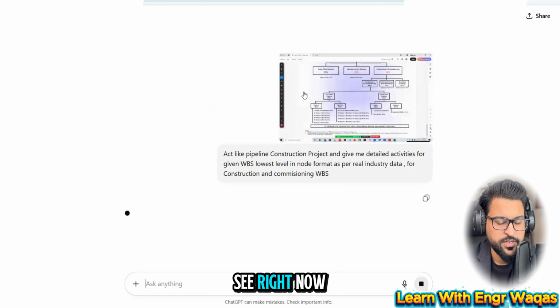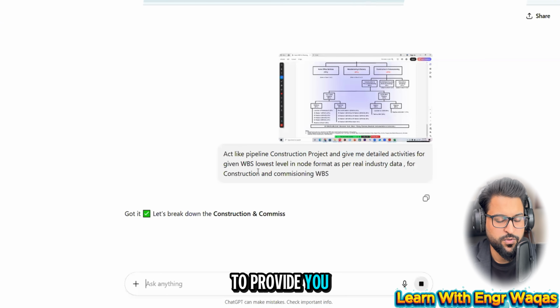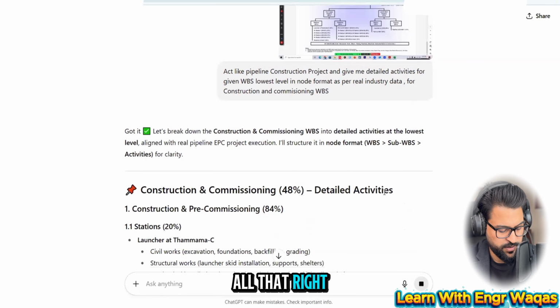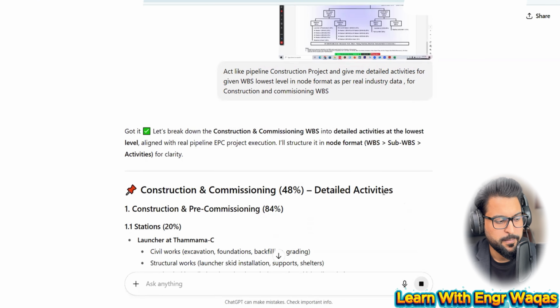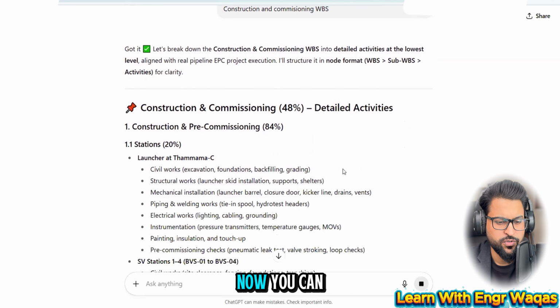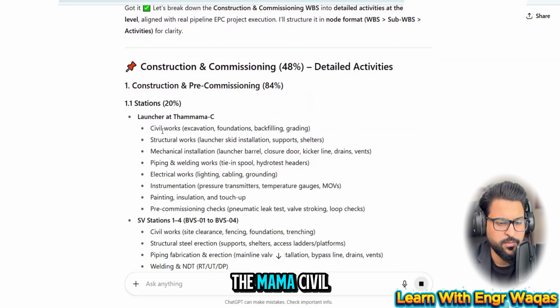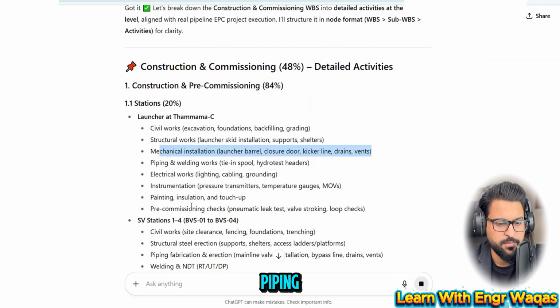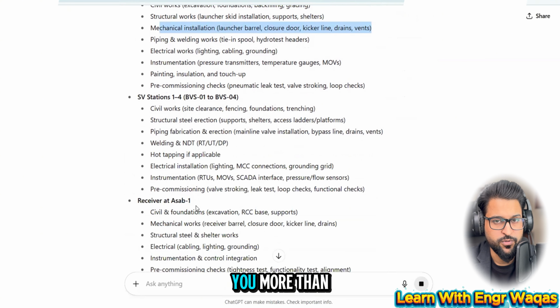So you can see right now it is going to provide you results; we should utilize AI and all that, right? Okay, so right now you can see, like, launcher at Thamama civil works. For civil works, all these activities will be there. For structural works, you can find these activities. Mechanical installations, you can find these ones. Piping. So AI is going to help you more than what you expect, right?